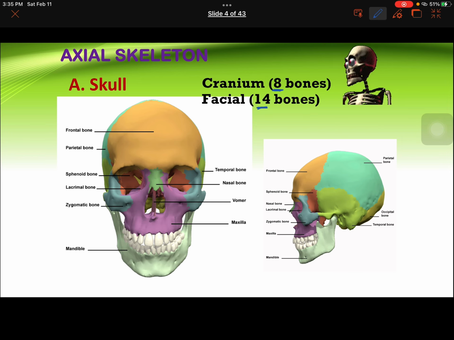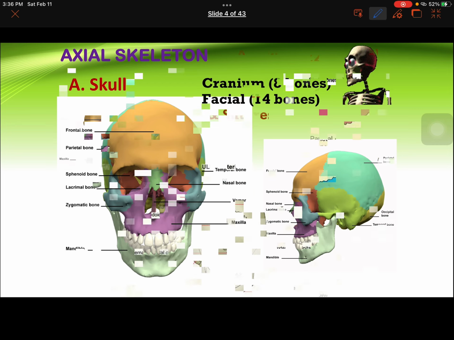You have here your frontal bone, the parietal bone, the sphenoid, which is found inside, the lacrimal bone, the zygomatic bone, the prominences here. You have your mandible, the lower part of the jaw, the maxilla, the upper part of the jaw, the vomer, the nasal bone, and the temporal bone, which is found in the temple, or when you do your headache sign, that's where you hold your hands, that's your temporal bone.